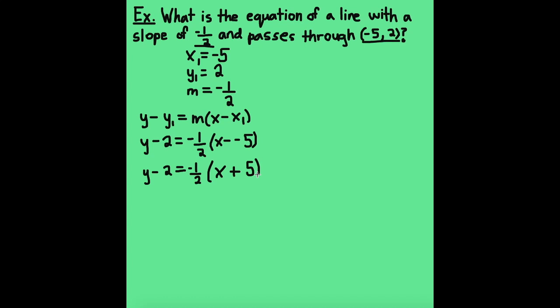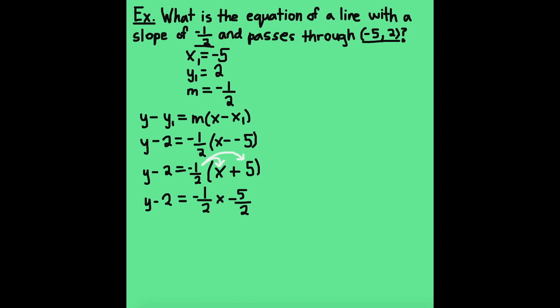Then, we will distribute. On the left side, we have y minus 2. On the right side, we have negative 1/2 times x, which equals negative 1/2 x, and negative 1/2 times 5, which is negative 5 over 2. So on the right side, we have negative 1/2 x minus 5 over 2.